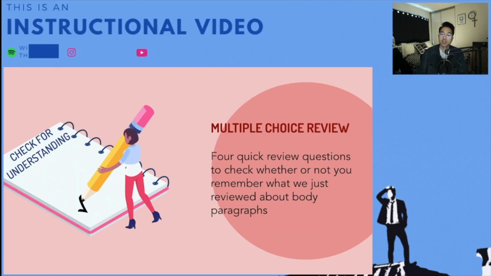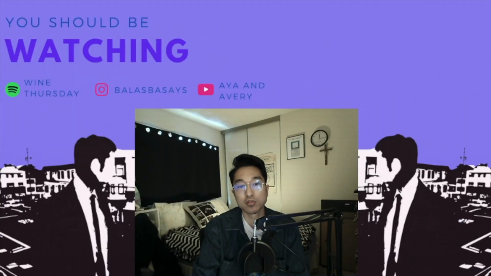So up next is a little check for understanding. There's going to be 4 quick review questions to check whether or not you remember what we just reviewed about body paragraphs, because that was a lot of information. Up next, we're going to review how to incorporate one of the appeals, logos, ethos, or pathos, into your essay writing.